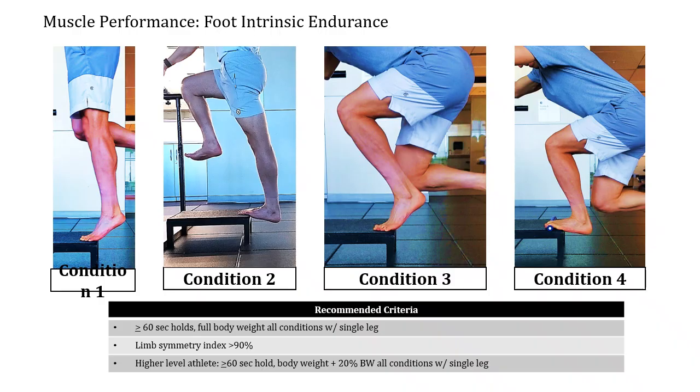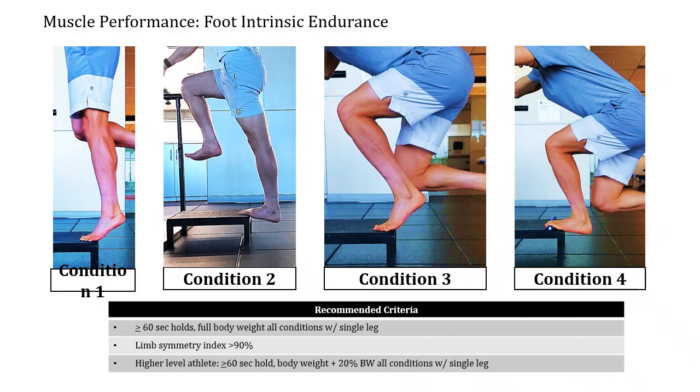Your criteria here is that they should be able to hold each position against body weight for 60 seconds without letting the heel height drop by more than 20%. The limb symmetry indices based off time should be within 10%, and again, your outcome is in seconds.